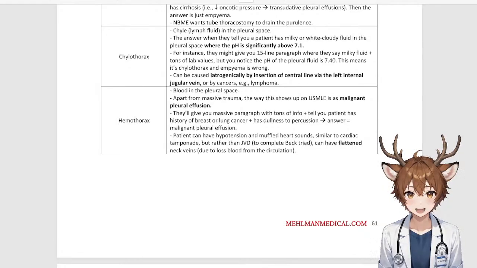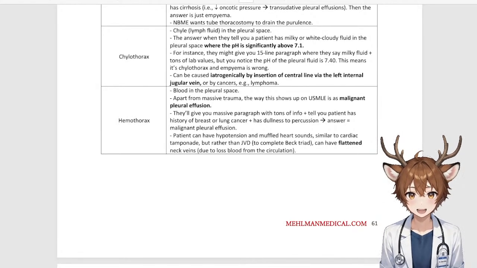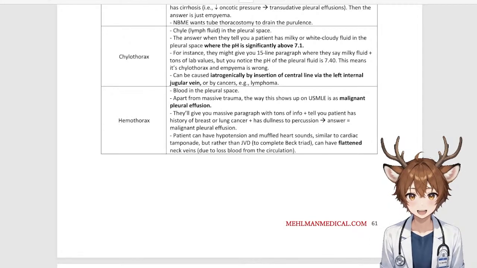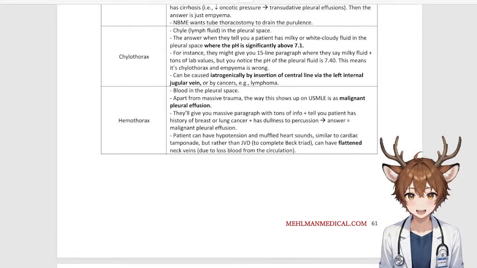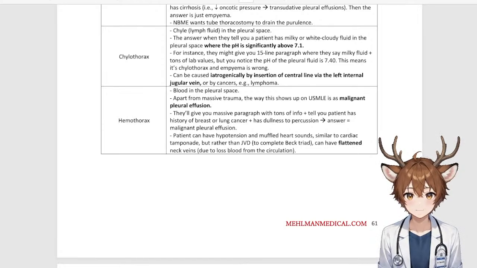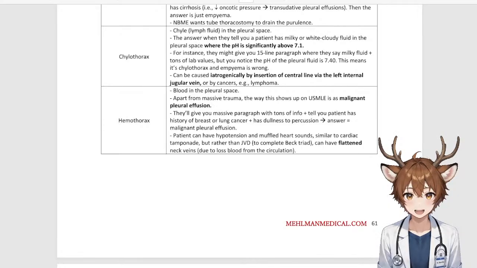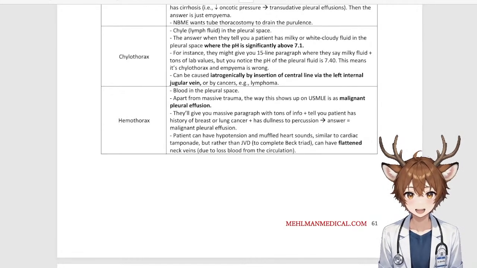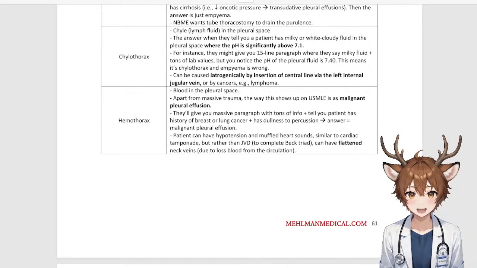Chylothorax. Chyle, lymph fluid, in the pleural space. The answer when they tell you a patient has a milky or white cloudy fluid in the pleural space where the pH is significantly above 7.1. For instance, they might give you a 15-line paragraph where they say milky fluid plus tons of lab values, but you notice the pH of the pleural fluid is 7.4. This means that it's chylothorax, and empyema would be wrong. It can be caused iatrogenically by insertion of a central line via the left internal jugular vein, or by cancers, for example, lymphoma.